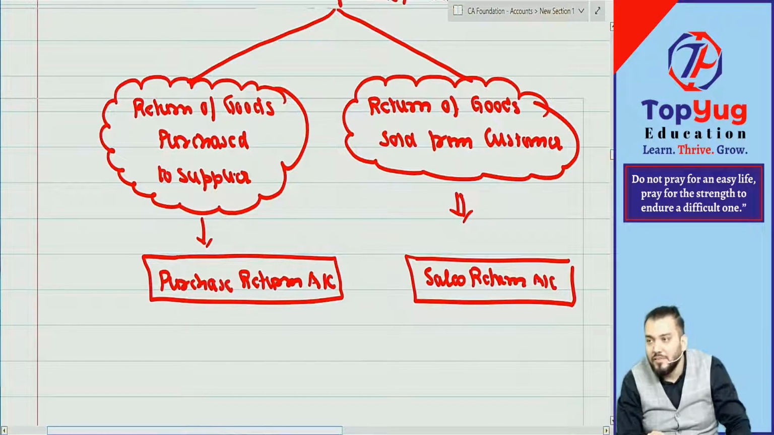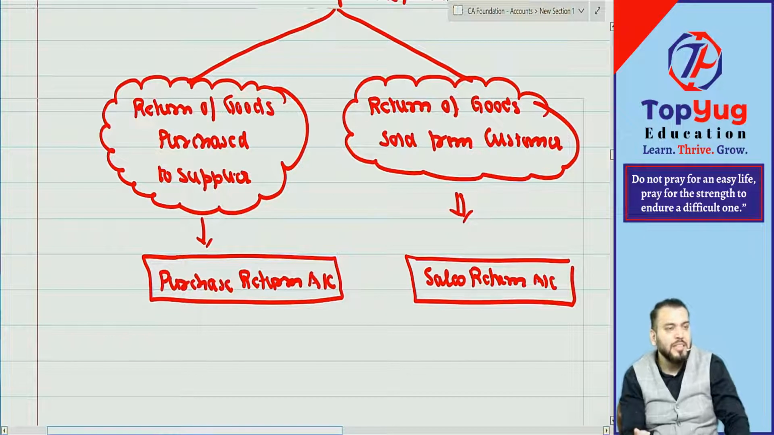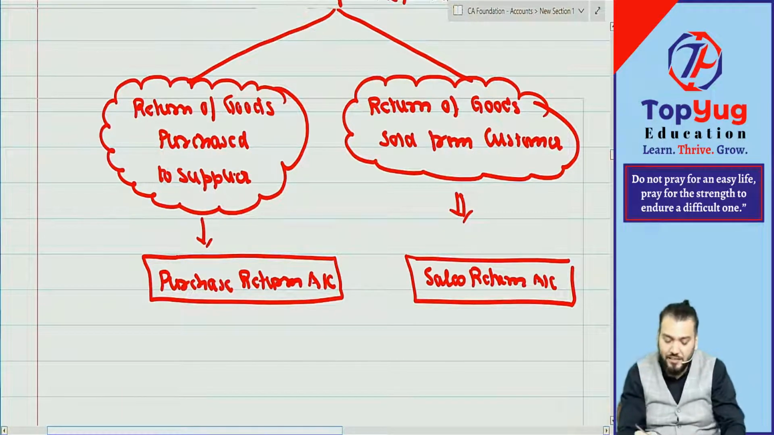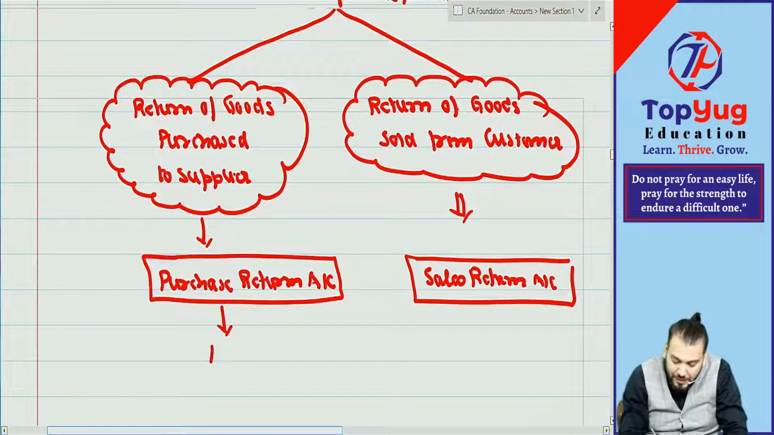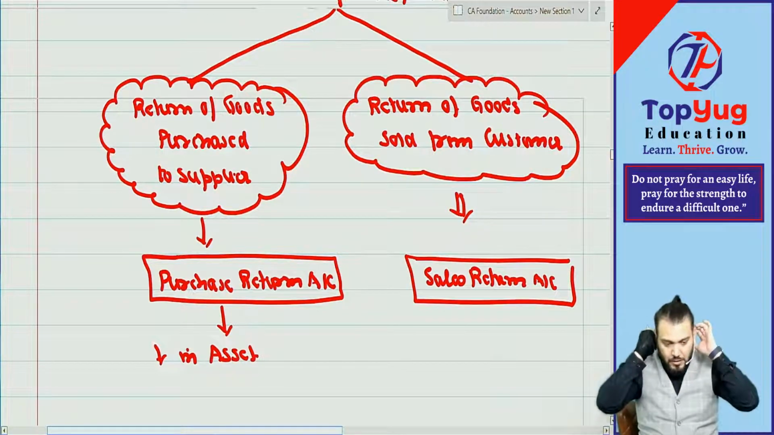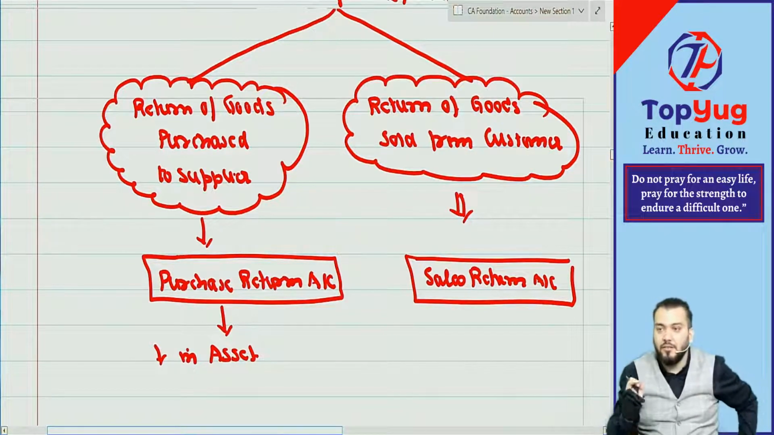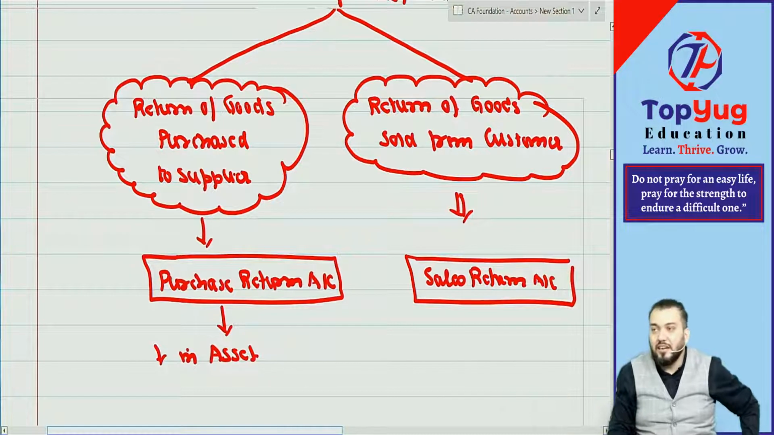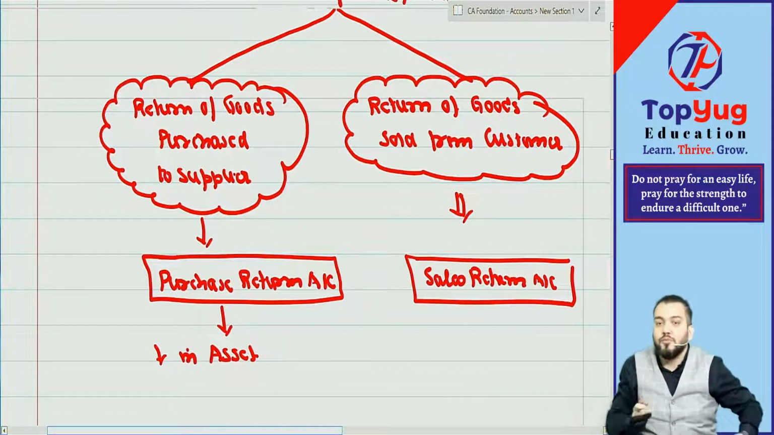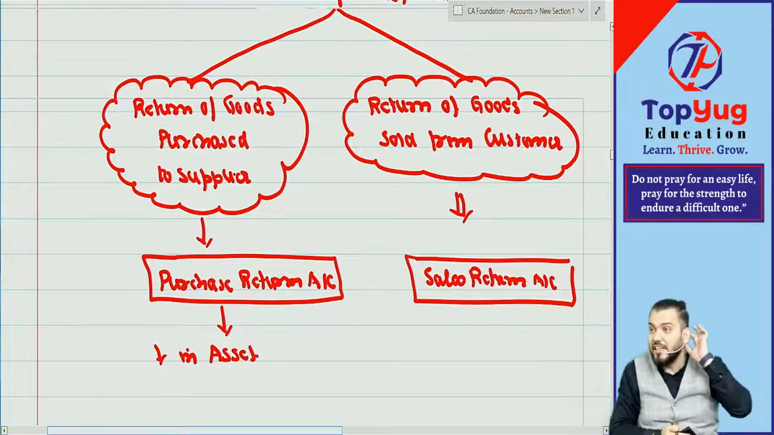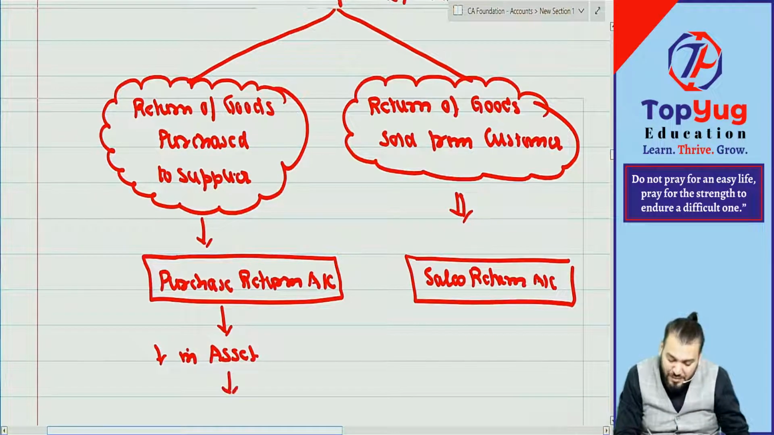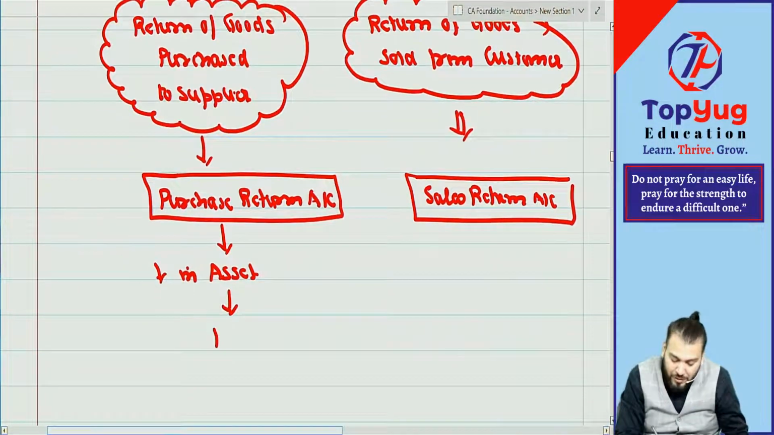Asset account only. But it will be a decrease in asset. So this will also represent asset, but a decrease in asset. When I am saying purchase account, that means increase in asset. When I am saying purchase return, it is decrease in asset. So asset means which account? It will also be a real account.